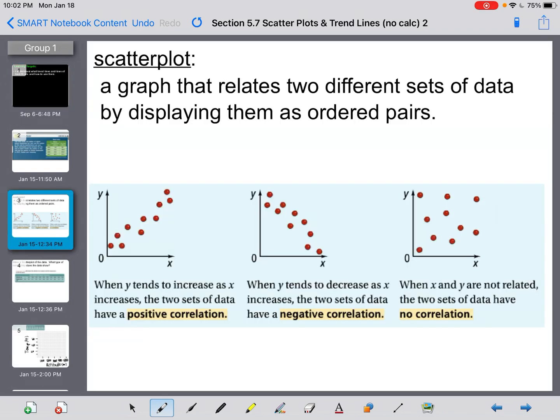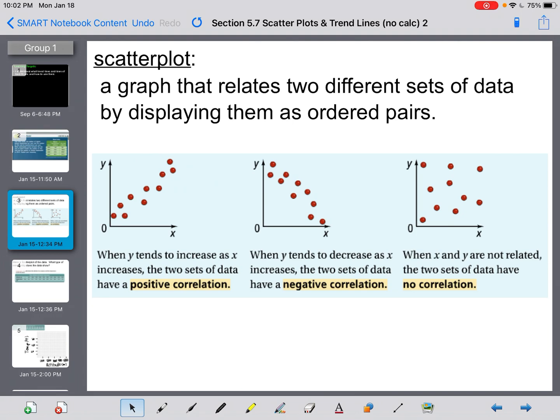A scatter plot is a graph that relates two different sets of data by displaying them as ordered pairs. The two different sets of data would be our x's and y's, and they're going to plot them on a grid just as points. Generally, they're not going to make a straight line. Also, they're usually going to be all in the first quadrant because they're going to be positive points of data.